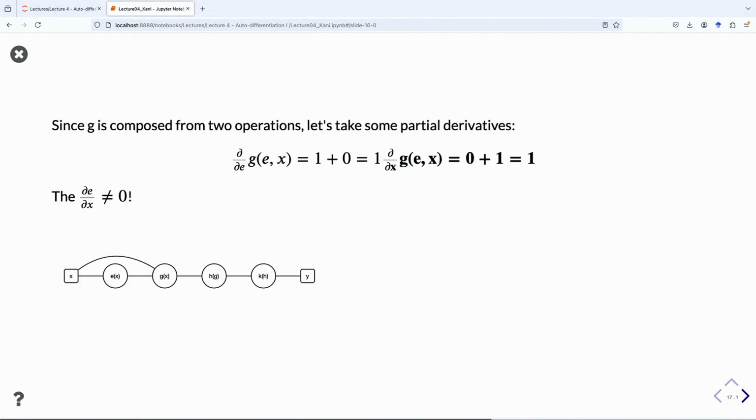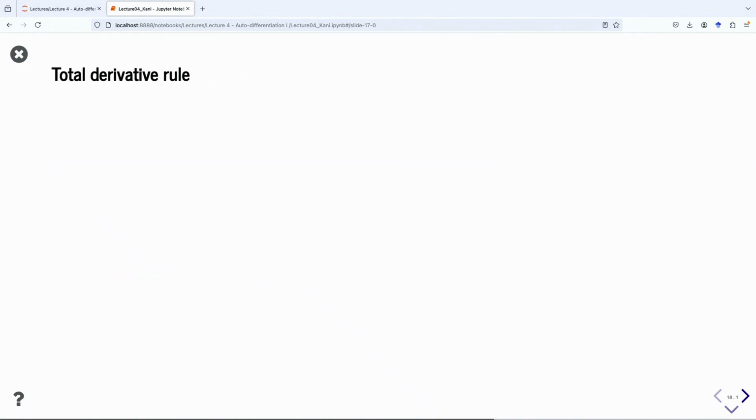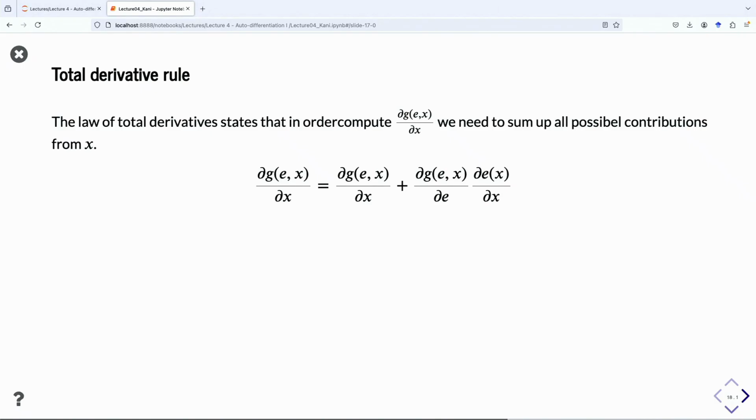And the answer is really, really quite simple. We have the total derivative rule, which simply states that in order to compute dg/dx, we need to sum up all possible contributions. So in this case, when we have a function of two variables, g, which is a function of e of x, we need to take the partial derivative with respect to x. That's normal. That's fine. But also, we need to take the derivative with respect to the other variable or variables, then take the derivative of those variables with respect to x.